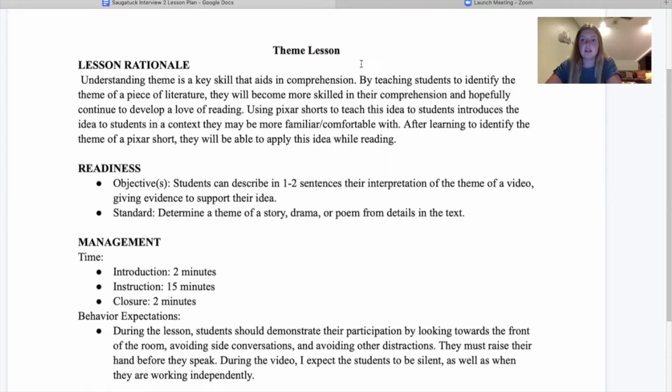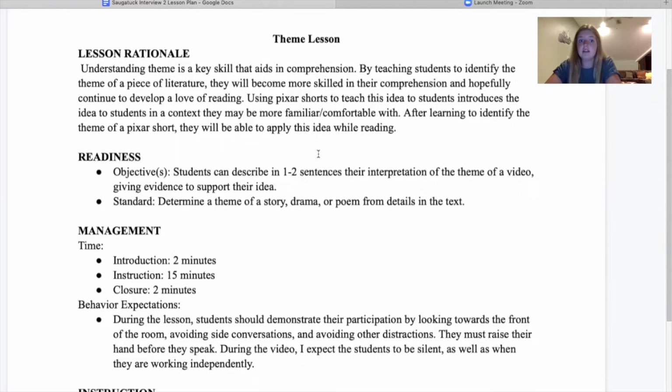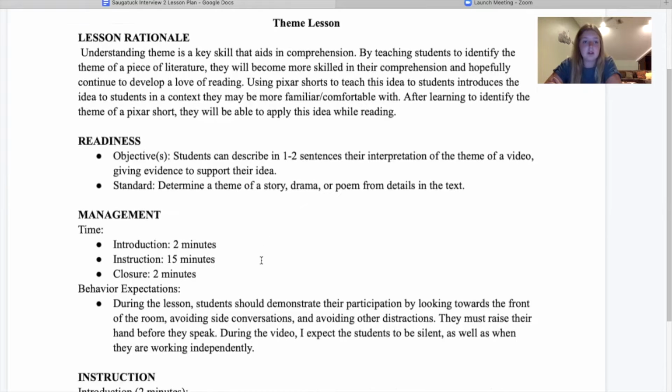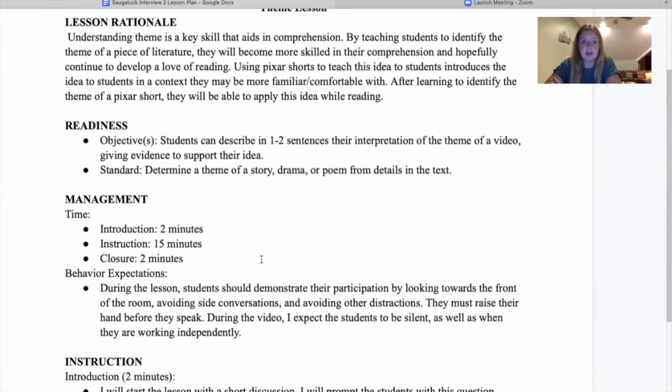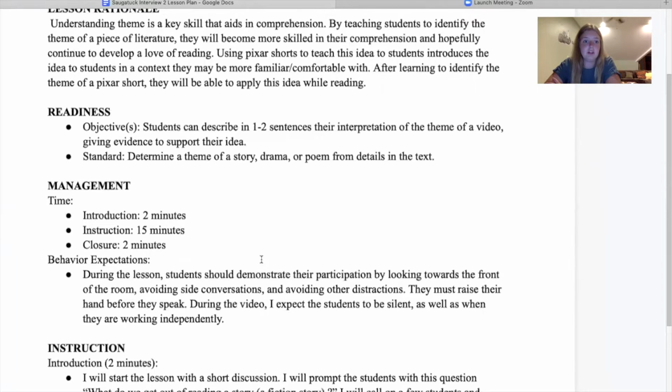This lesson is about theme for fourth graders, and it uses Pixar shorts to introduce the idea of theme to students in a context they may be more familiar or comfortable with. Once they've learned it in this context, they can then apply the idea while reading. The objective of my lesson is that students can describe in 1 to 2 sentences their interpretation of the theme of a video, giving evidence to support their idea.